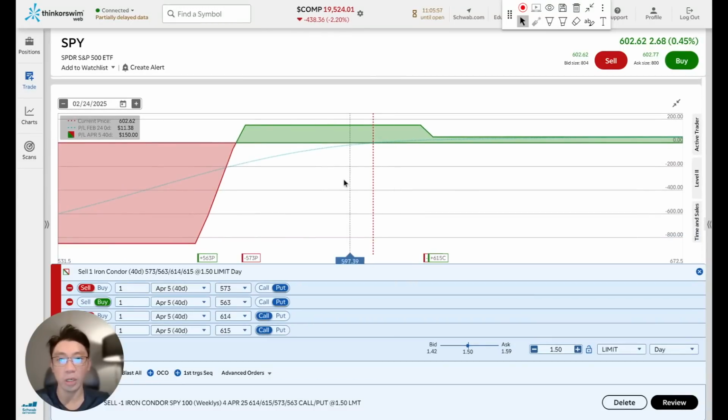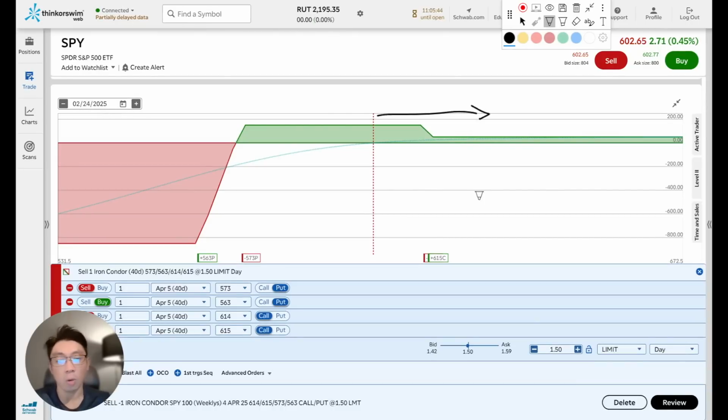As you can see over here, it looks similar to the Iron Condor, but the difference is that now there's no risk to the upside. That means to say if the market was to go all the way up here, you can still be profitable. So why would you want to put this on?